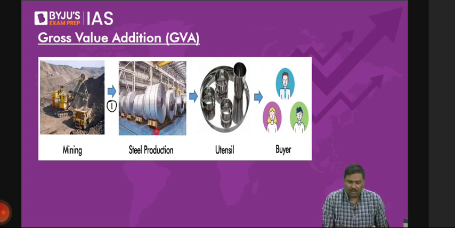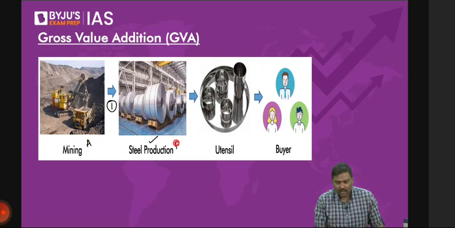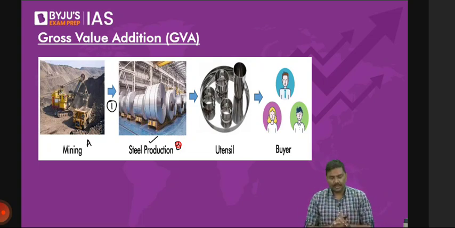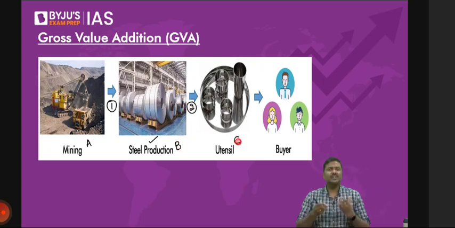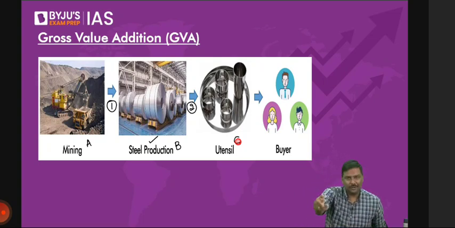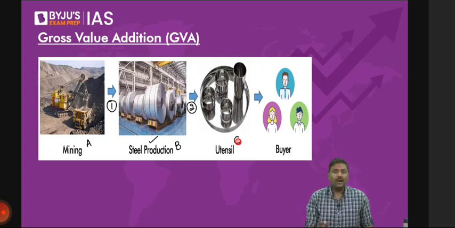You will sell it to a steel production company. Imagine you are company A who is mining. I am company B who is purchasing the ore from you and converting that into steel. In the second step, I will sell it to another company which will manufacture utensils. What is a utensil? Some of you might have a teacup in front of you. That is a utensil. Some of you might already be having breakfast in a steel plate. That is a utensil. Now company C will purchase the steel, manufacture utensils, and sell them to buyers.